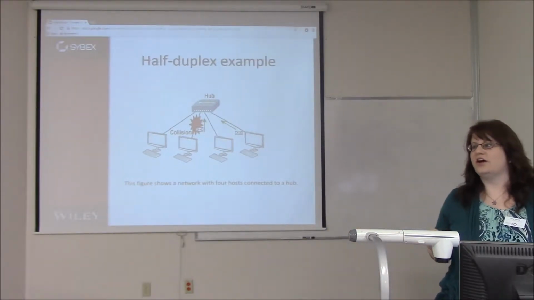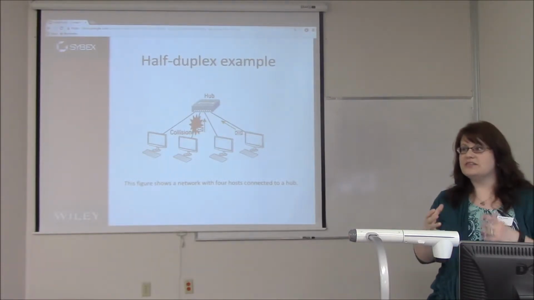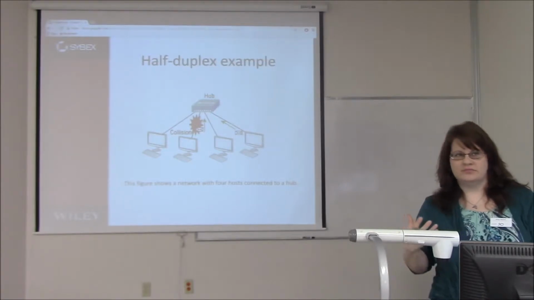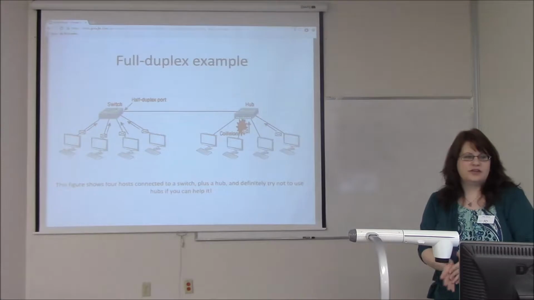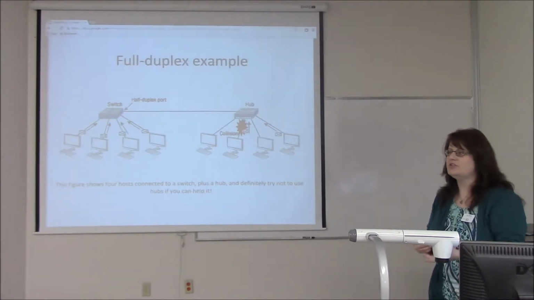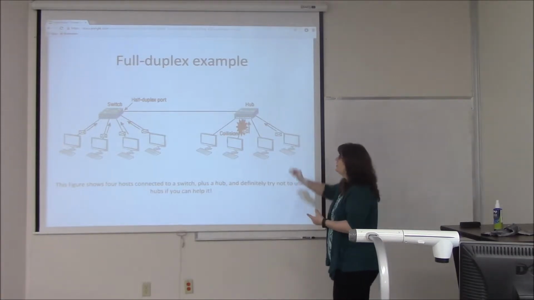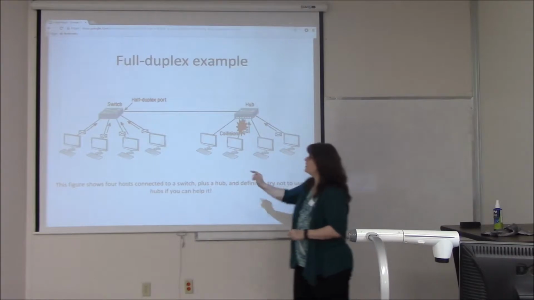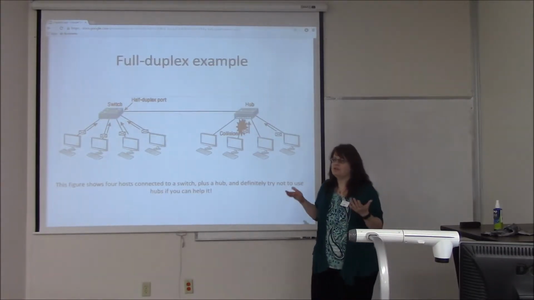It's like a walkie-talkie. You can push the button and talk, or you can release the button and listen, but you can't do both at the same time. That's what half duplex is. Full duplex is being able to send and receive at the same time. So here's an example. We've got a switch and a hub. A hub operates in half duplex. A switch operates in full duplex because it can do both at the same time because it's smarter.